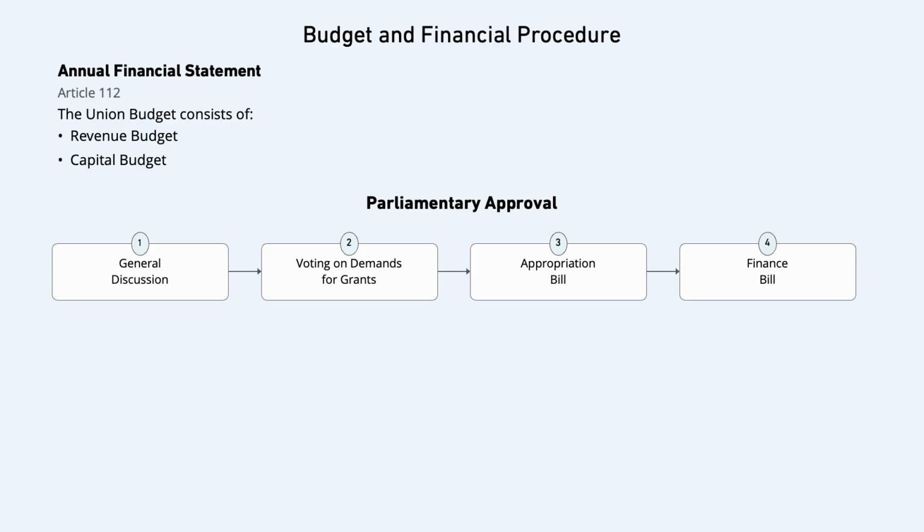Now, budget and financial procedure. When we talk about the budget, its official name is Annual Financial Statement. Never forget that, okay? The official name of the Indian budget is Annual Financial Statement. It is introduced every year in the month of February. It was actually introduced in the month of March, but then they felt that February was the right month.